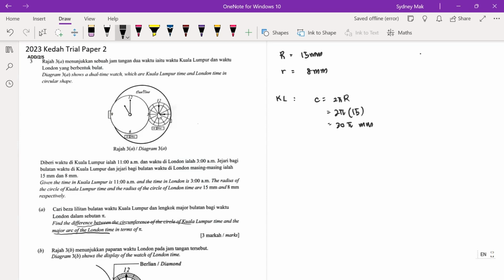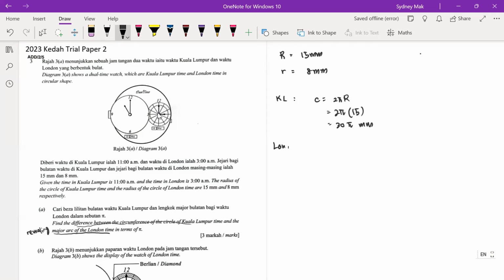Now, the major arc of the London, I think this part is a little bit confusing. It should be the revealing major arc of the London time circle. Otherwise, some people will interpret it as the London time is 3 o'clock, so the major arc should be this one. Some people may interpret that way. So it is the revealing major arc, the major arc exposed for the London time. So that should be the way.